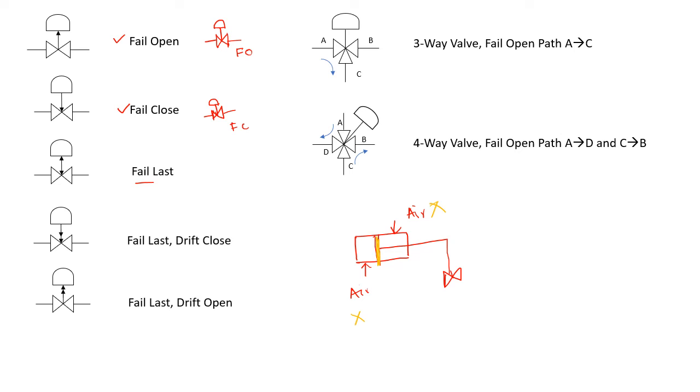But only saying fail last sometimes does not tell you the full story, because even if the air is cut over a period of time, due to gravity or other phenomena, the valve will move in a particular direction. So that's why it is normally said that along with fail last, you also mention whether the valve will go to drift close or drift open. It is also denoted as DC or DO.